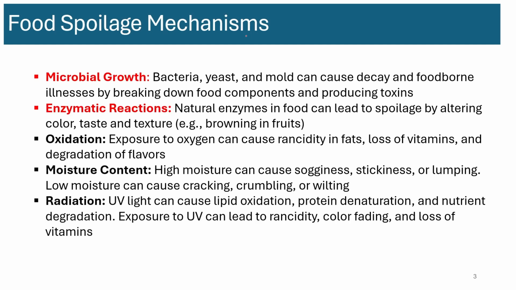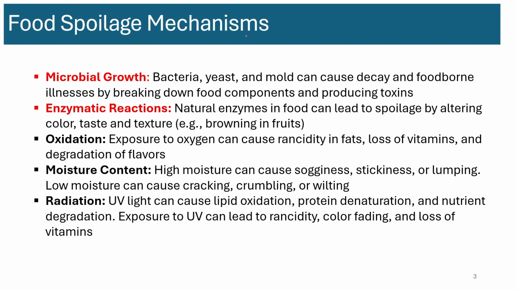Now, what are the main ways in which food spoils? Okay, there are five different main paths through which food spoils, described in the slide. You all are mostly aware of microbial growth in food, and it's mainly microbes like bacteria, yeast, and mold. Okay, you can see here that virus doesn't really spoil food, where it can change the texture, taste, or the color. Virus cannot really spoil food, but other microbes can. They can cause food decay and foodborne illnesses by breaking down food components and produce toxins.